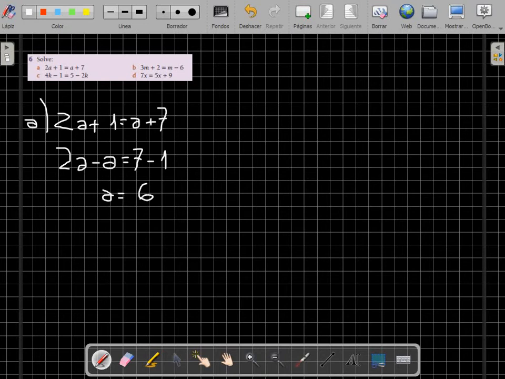That's the end of this equation. We have solved it. a is equal to 6. That's all. That's all what we have to do. Let's try it with another one. Let's try it with exercise C.